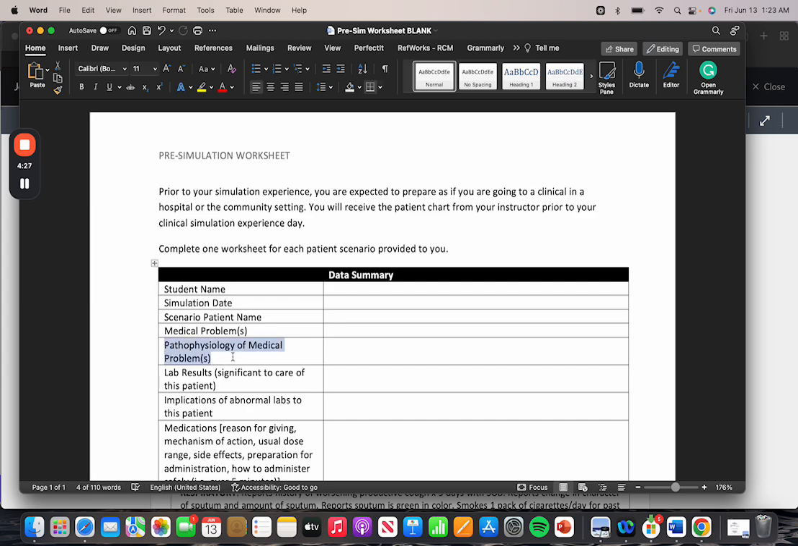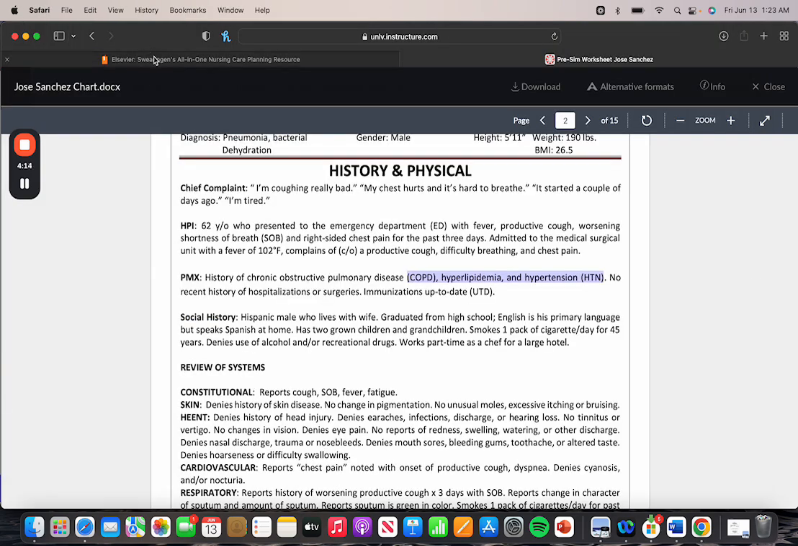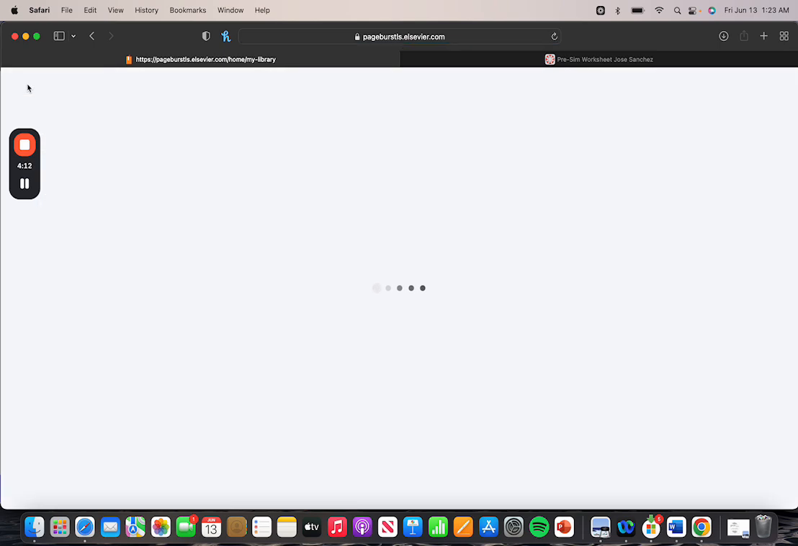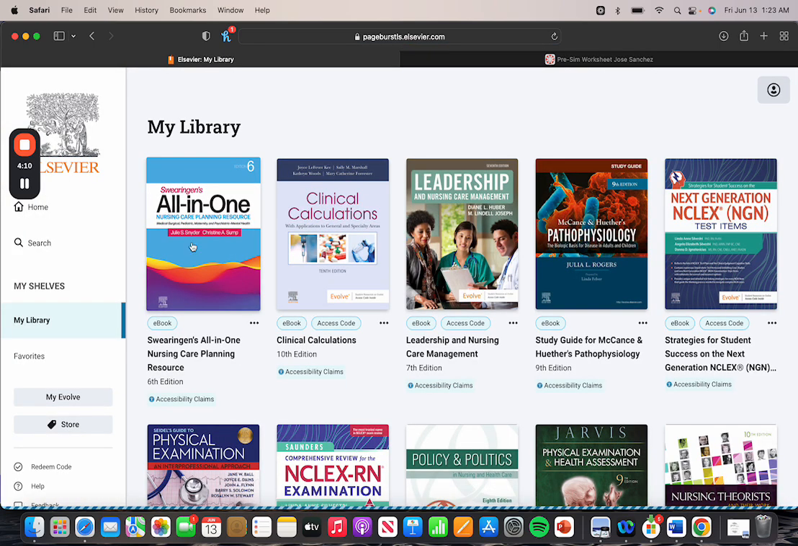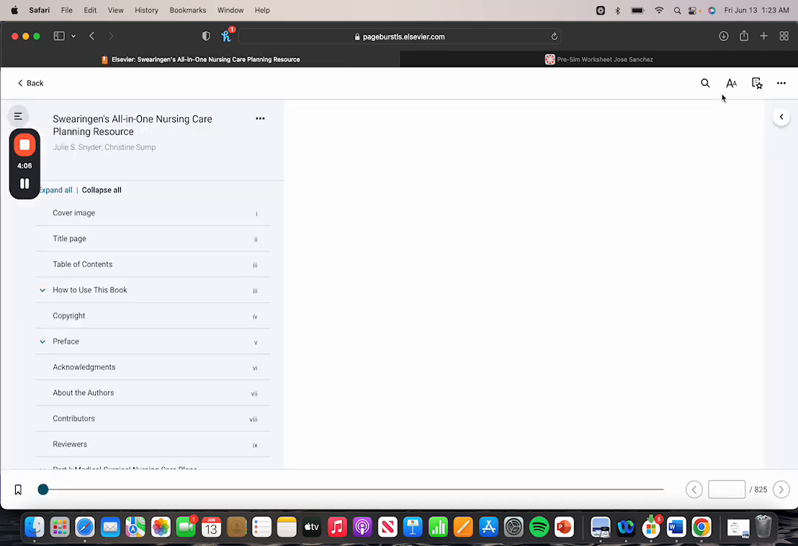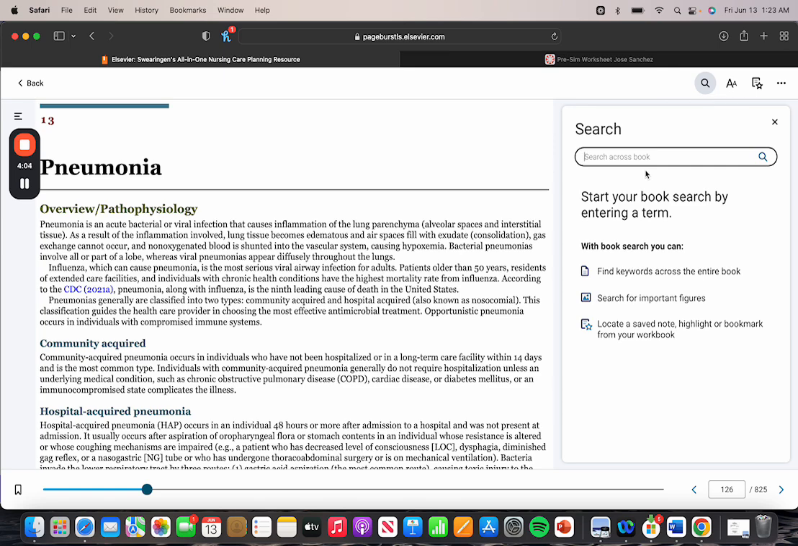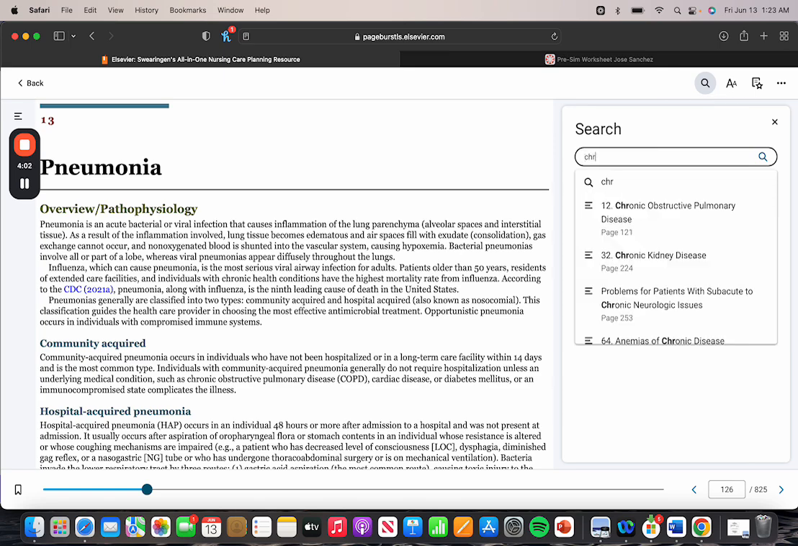Pathophysiology of medical problems. Pathophysiology explains not what a disease is, but rather how does it develop? How does it occur in the first place? You find that information in Evolve in this book here, all in one. So you'll open that and simply search up whatever the patient's past medical history is, one at a time.